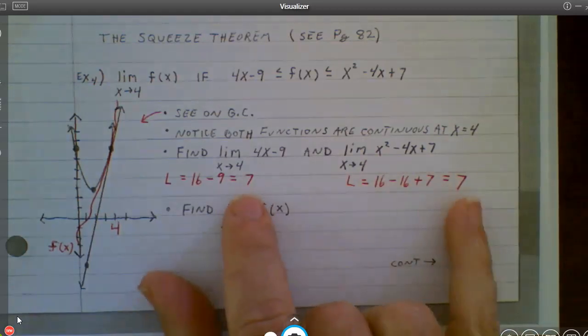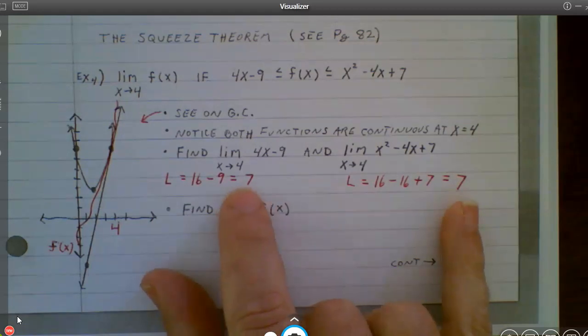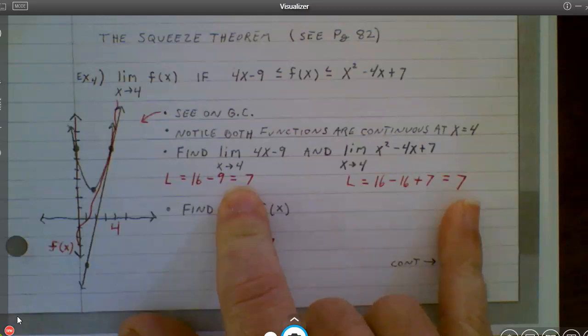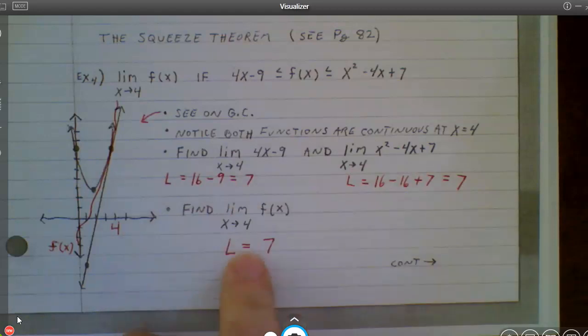So here we run into a case where the limit as x approaches 4 on both of these functions is 7. And since the limit of f of x has to be between those two values, there's only one number it could possibly be. So the limit of f of x as x approaches 4 would also have to be 7, since it has to be between those two functions. So that's our squeeze theorem. Let me give you one more example here, and then we'll call it quits for the day.